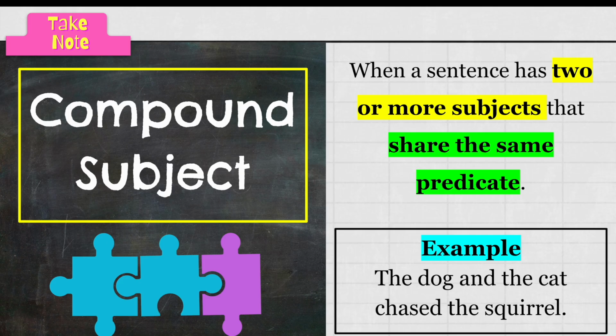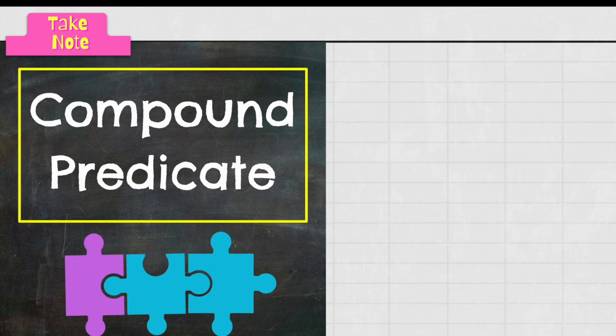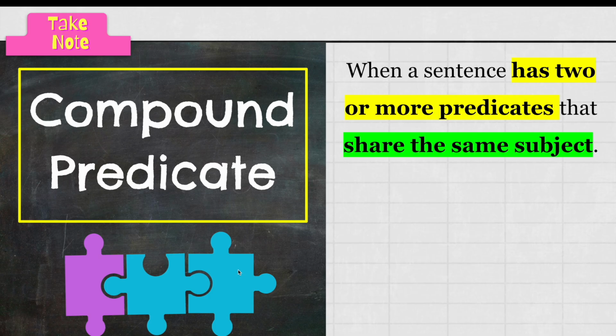So what is the predicate here? Chased. Good. And then who is chasing? It's the dog and the cat. Because they're sharing one predicate, it's still a simple sentence, but we have a compound subject. On the flip side, you can also have a compound predicate. And again, look at the little image here. This will help you remember it.